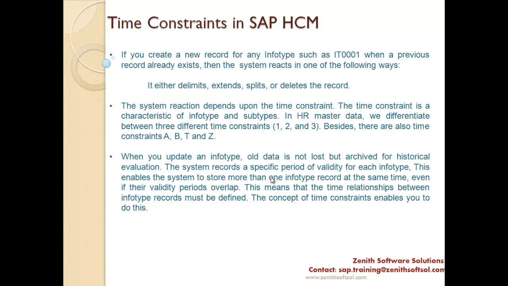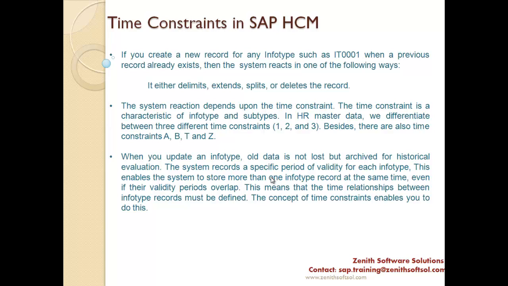It means there is already a previous record in infotype 1 with some validity period like 1st of January 2014 to 12/31/9999. Now you are again trying to create a new record. In that particular situation, the system reacts in one of the following ways. What are those ways? It either delimits, extends, splits or deletes the record. This is the way the system reacts if you are trying to create a new record when a previous record already exists. The system reaction depends upon the time constant.